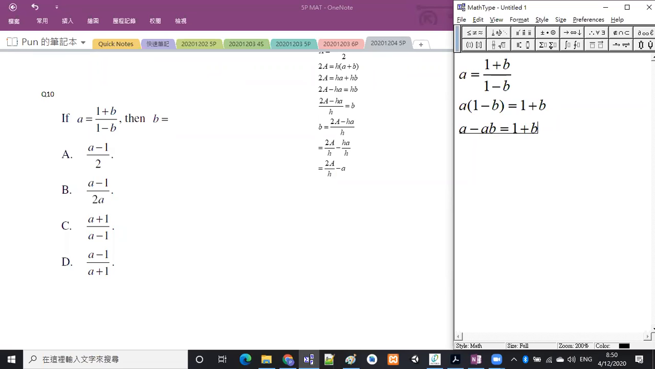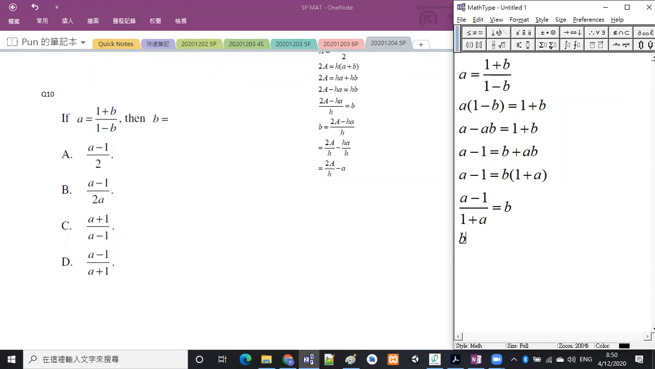So I need to move the B terms to one side. And this time, I keep the A and then subtract the 1 to the left. And then move the AB to the right-hand side. And then I need to take out the subject, B. It becomes 1 plus A. Okay? Finally, just divide the 1 plus A to the left. It's A minus 1 over 1 plus A is equal to B.